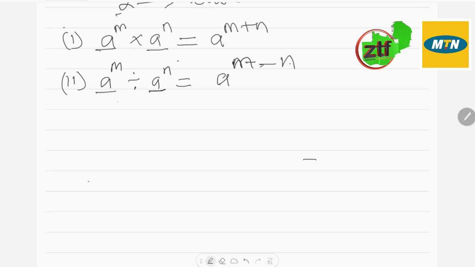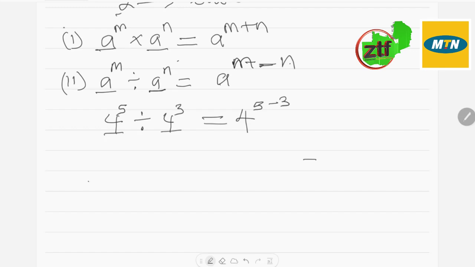We can give an example still here to say, given, for example, 4 to the power 5 divided by 4 to the power 3, this means that the first thing here is that the bases are the same, and since the bases are the same, we're going to say the base is 4, we subtract the indices, we are going to say 5 minus 3.